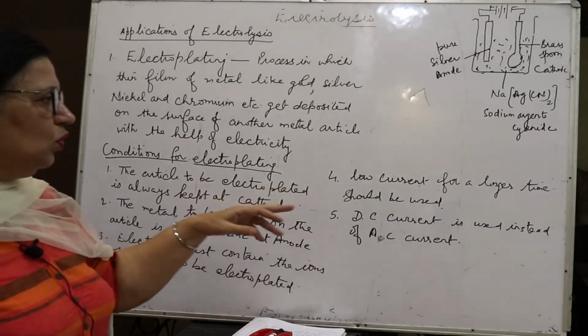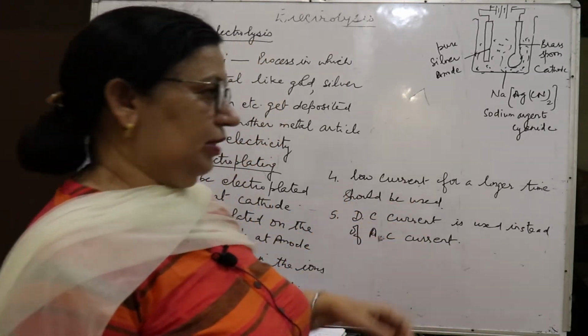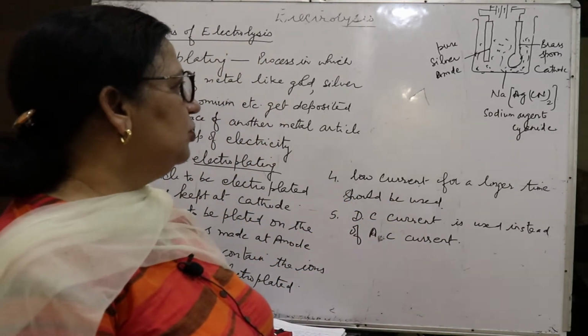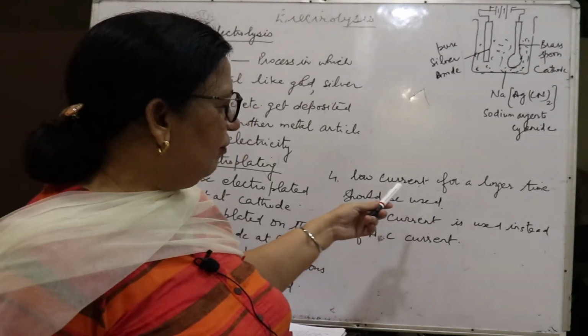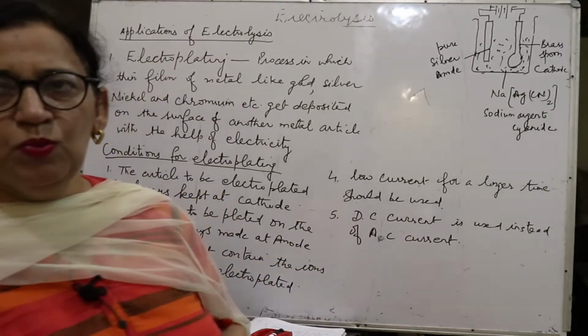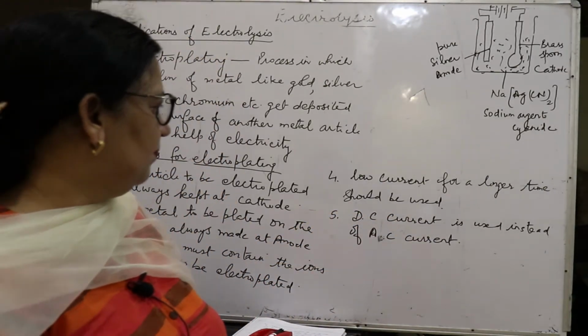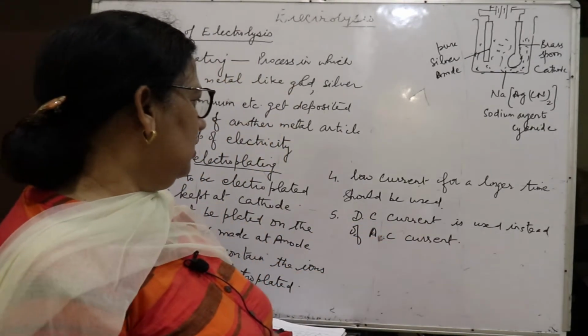And fourth, low current for a longer time should be used. Why? Because if we use a high current and do the electroplating fast, then it will not be smooth and uniform. Last one, DC current is used instead of AC current.